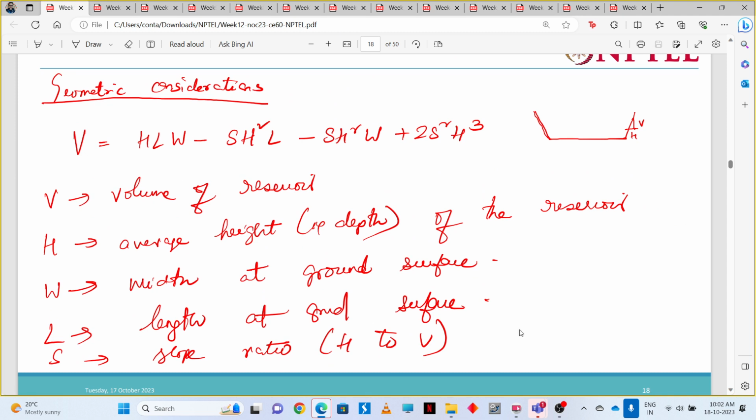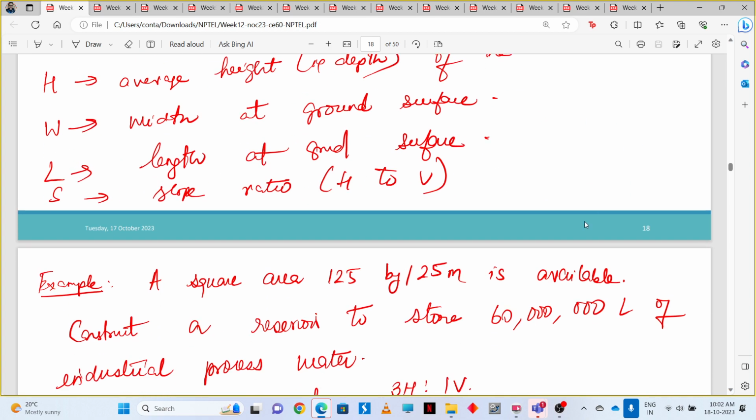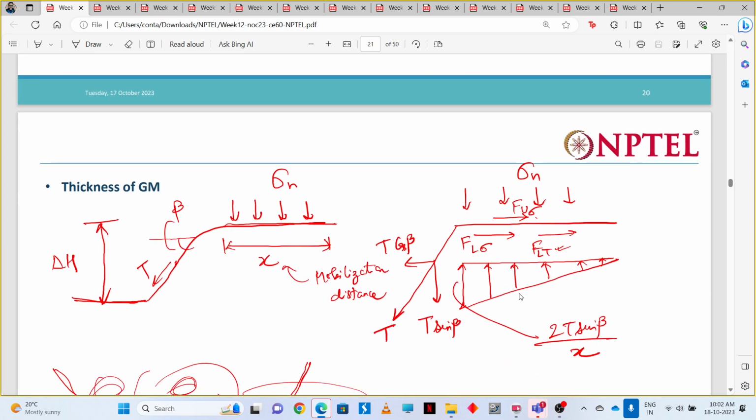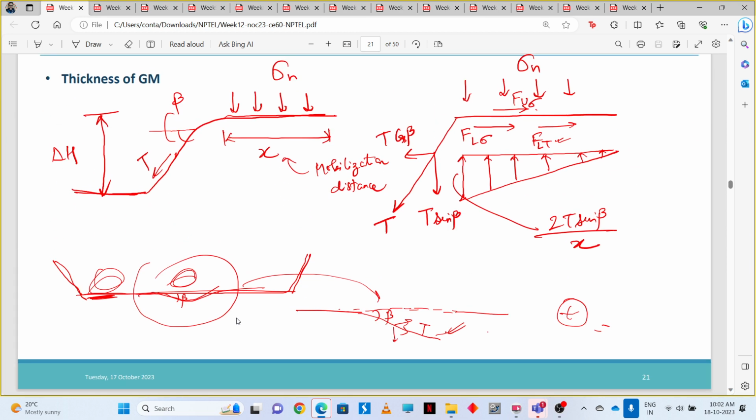Then we saw the geometric consideration, how to calculate the average depth of the reservoir. These things we saw. Then the thickness, how to get the thickness. So what happens is that, say you have placed a geomembrane. Due to the vertical stress, there might be some settlement in the geomembrane. So what happens whenever there is this settlement? Due to this settlement, some tensile stresses get generated in the geomembrane.